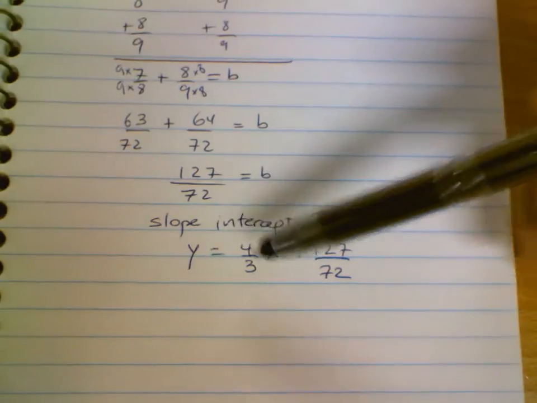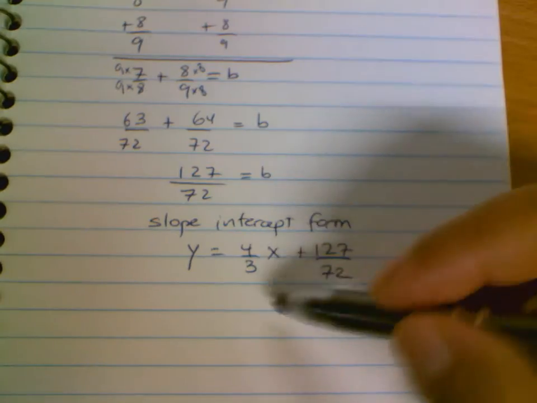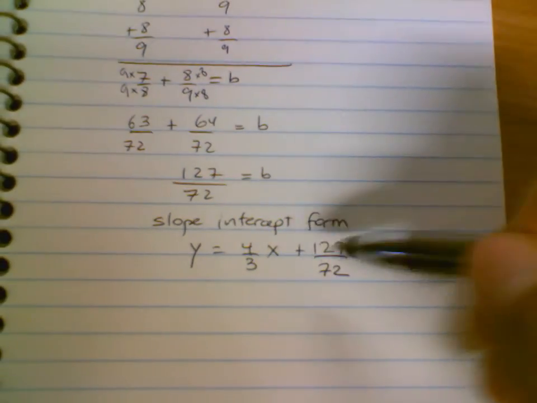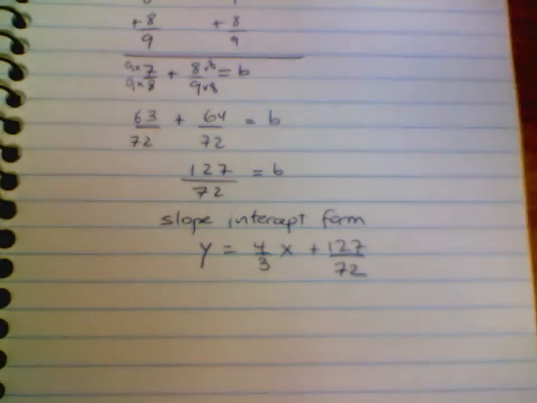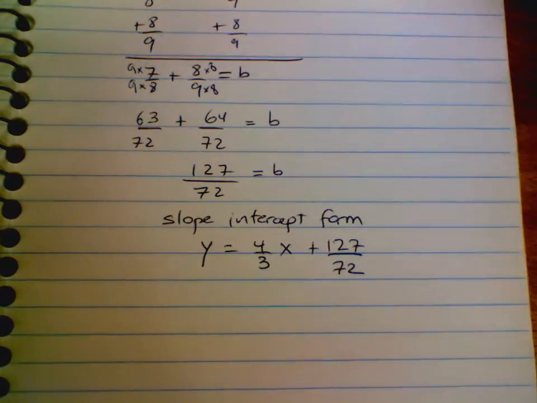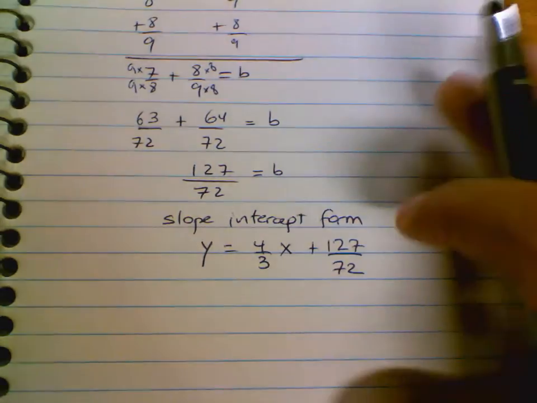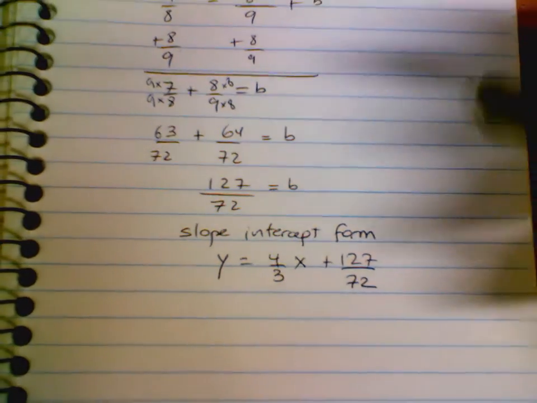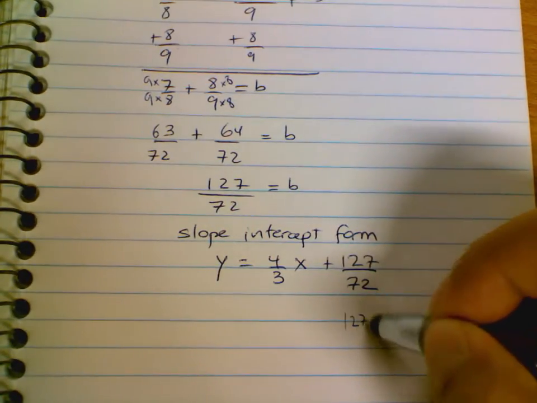And now my final answer is 4/3, which is the slope that I use for this part. This slope is perpendicular to the line that I was given in the exercise, and this is the y-intercept that I found. Now I check the back of the book just to make sure that I did things right, and it turns out that the book says 127/2.